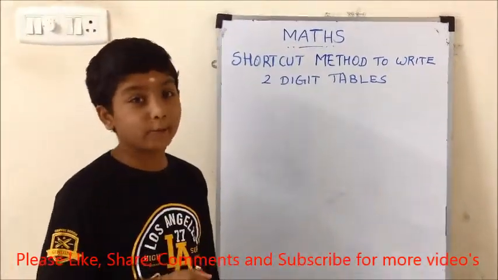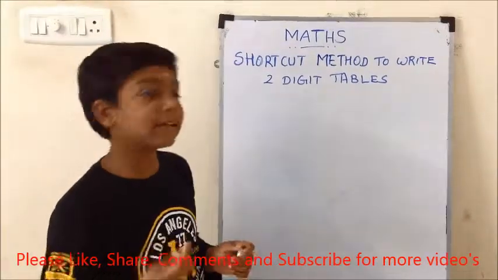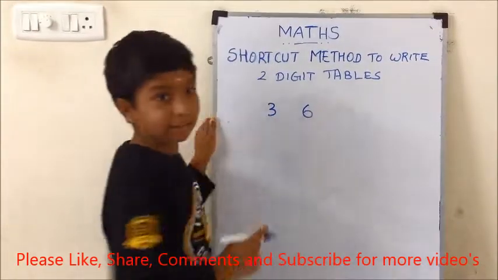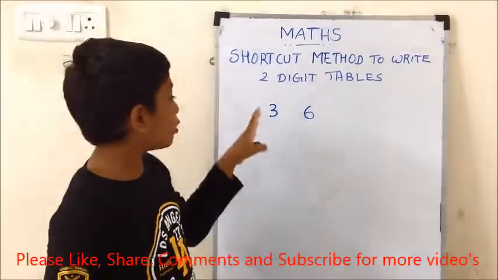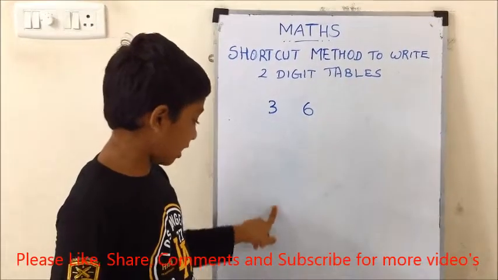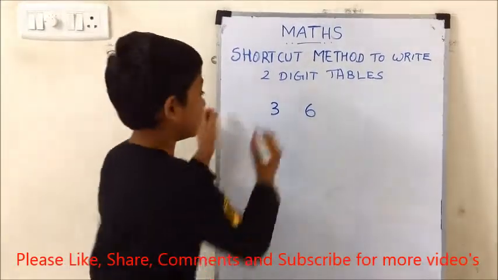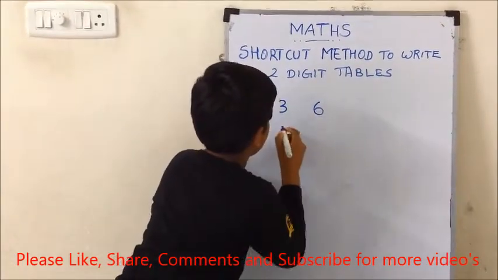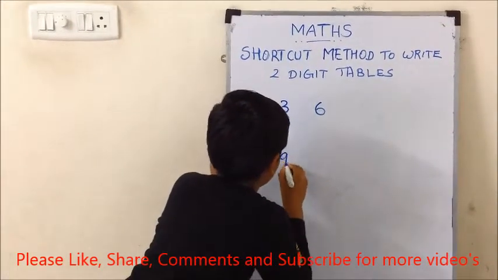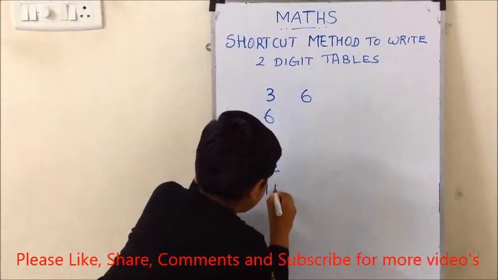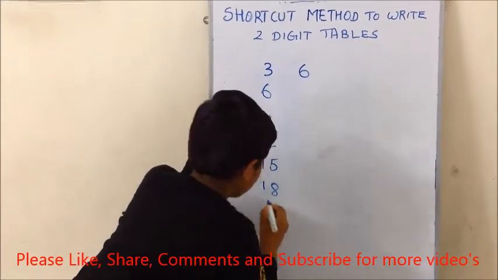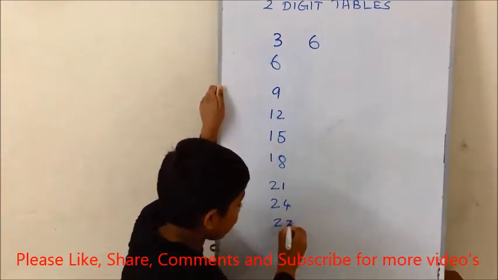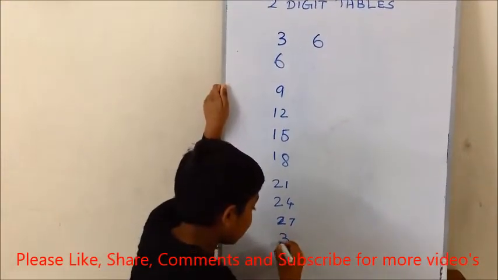Friends, now we will take one two-digit number. We will take 36, 3 and then 6. The first step is we need to write the 3 tables in the straight way. That is the multiples: 3, 6, 9, 12, 15, 18, 21, 24, 27 and then 30.